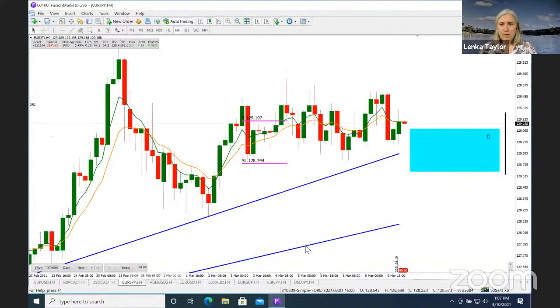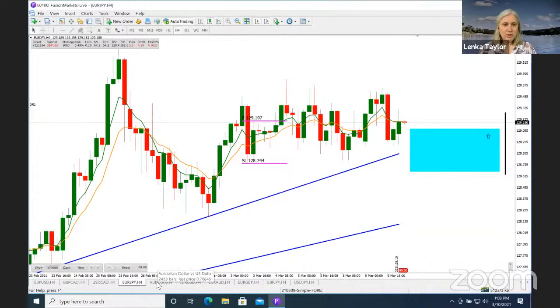EUR JPY. Okay, so this is the one that we entered last week but got stopped out. It's still going sideways from that price, and I don't yet see anything that would give me confidence to enter. So I'm still staying out, waiting for some better price action there, or potentially a reversal. I don't know. So let's see what happens with that.